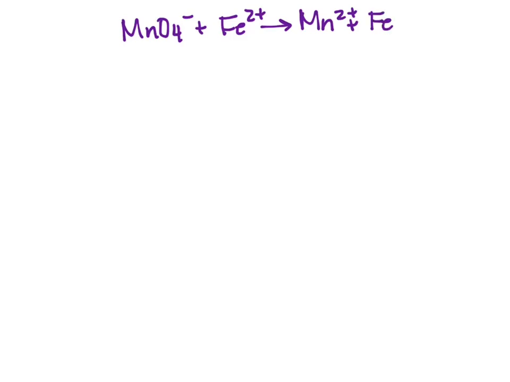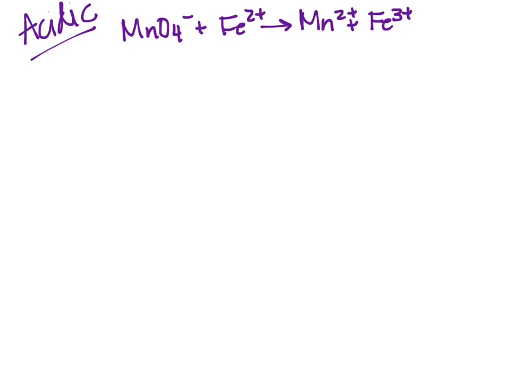So we are going to take MnO4 minus and iron 2 plus, and we are going to get Mn2 plus plus Fe3 plus. So that's what we're given. You will also be told if it's an acidic solution or a basic solution. Right now we care about acidic solutions.